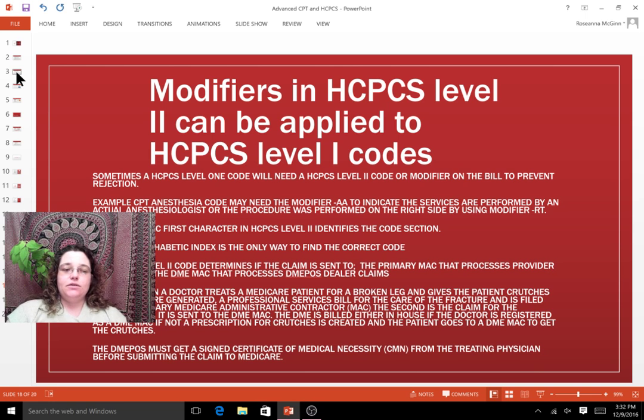Modifiers in HCPCS Level 2 can be applied to HCPCS Level 1 codes, as I was just saying. Sometimes a HCPCS Level 1 code will need a HCPCS Level 2 code or modifier on the bill to prevent rejection. That's right, sometimes you need the HCPCS code and the CPT code and a modifier from HCPCS.